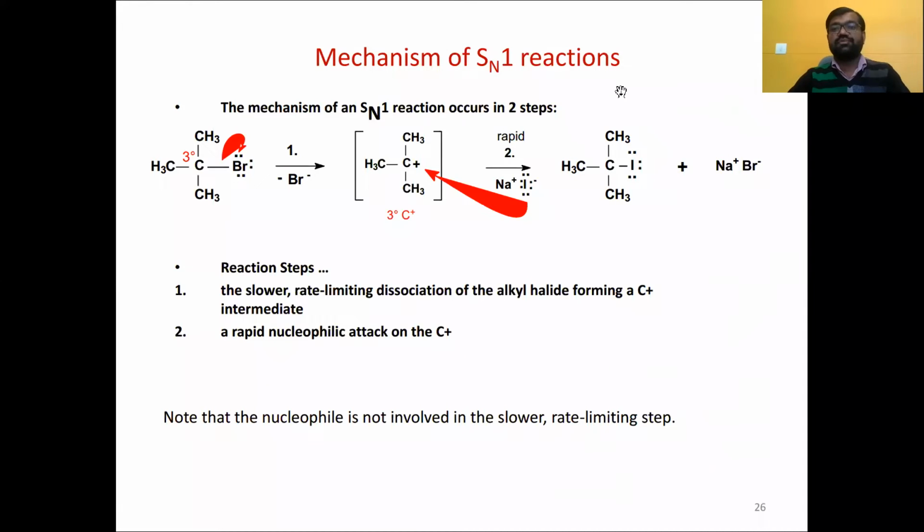Form tertiary butyl iodide from tertiary butyl bromide. That way, this reaction is generally observed, so that all the tertiary butyl bromides can be converted into tertiary butyl iodides.